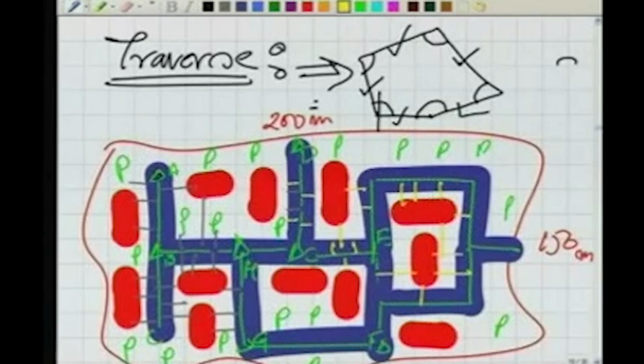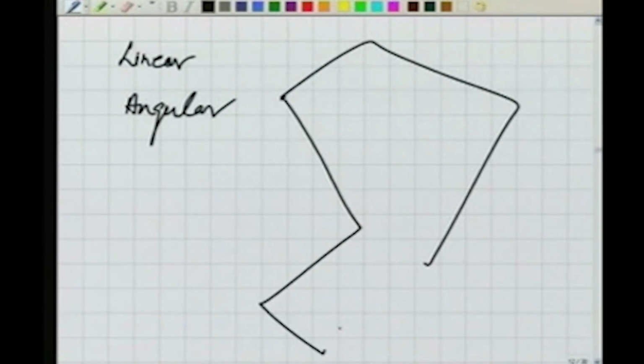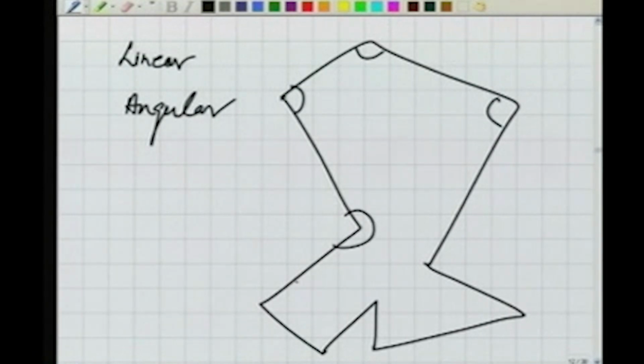Wherever the offset is shorter, I can take the offsets from there and do the plotting for the boundary line here, for example. Well, so this is, we say, the traverse. Now in the case of the traverse, we are taking two measurements: number one is linear and the other angular. So basically a traverse could be any figure like this, where we know all these angles and the lengths.